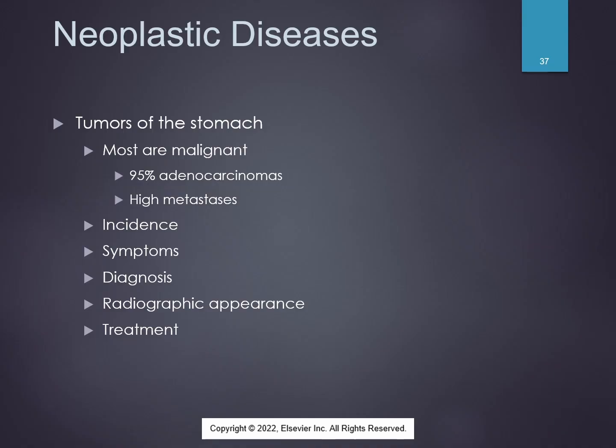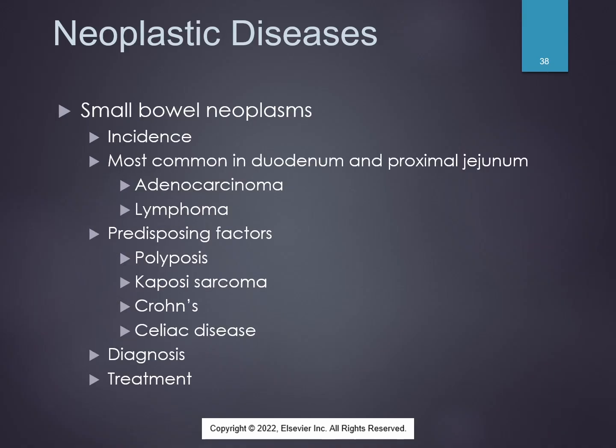Treatment is surgical removal. Small bowel neoplasms represent fewer than 5% of all benign and malignant GI neoplasms. Most small bowel cancers occur in the duodenum and proximal jejunum. 2 different types are adenocarcinoma and lymphoma. Predisposing factors are polyposis, that are found in other areas of the GI tract: Kaposi sarcoma, Crohn's, and celiac disease.